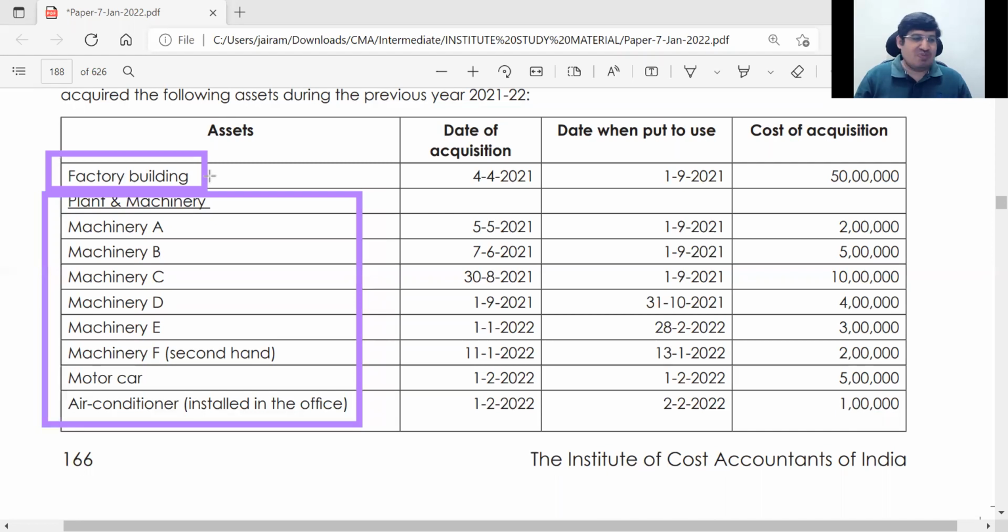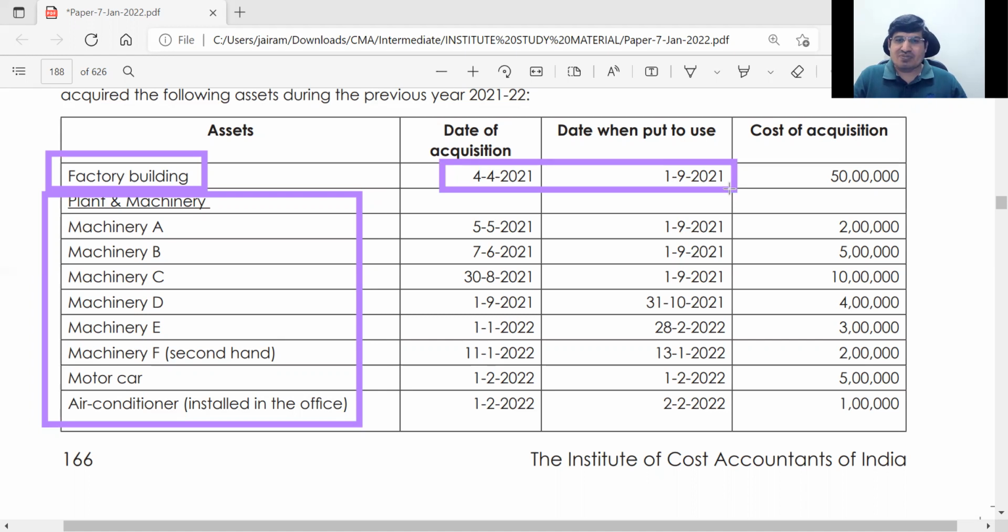What will be the depreciation percentage of the factory building? 10%. Very good. So it will be 10%. Now look here, when was the factory building acquired? 4/4, and put to use 19. So what percentage? You will get 100% depreciation. It will get the full rate because it is before 3rd of October.